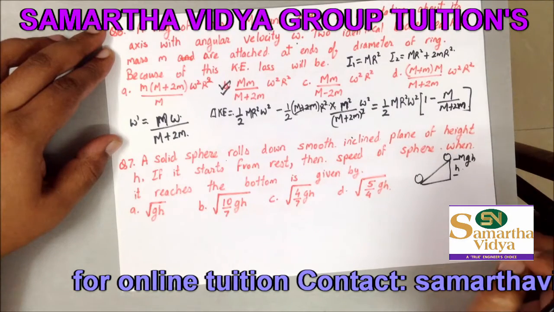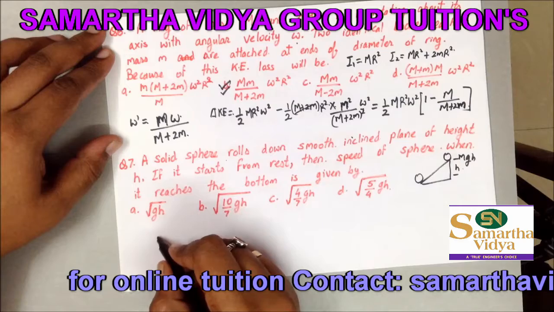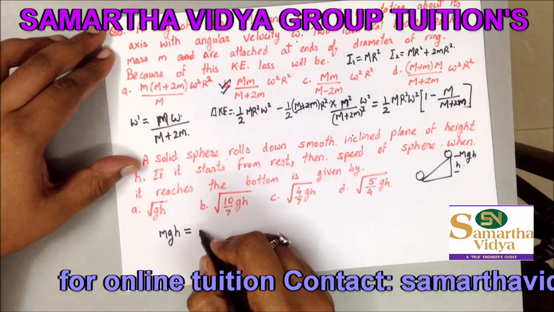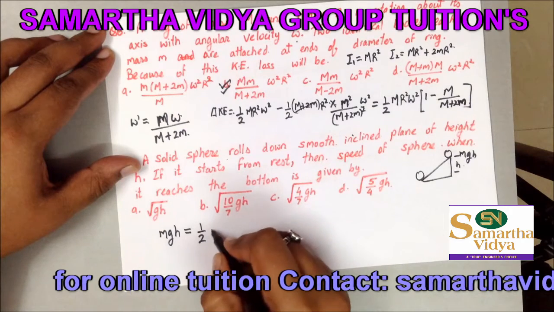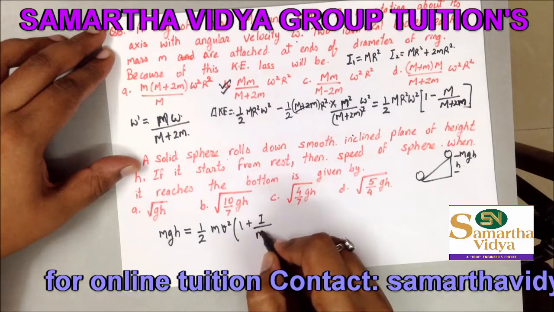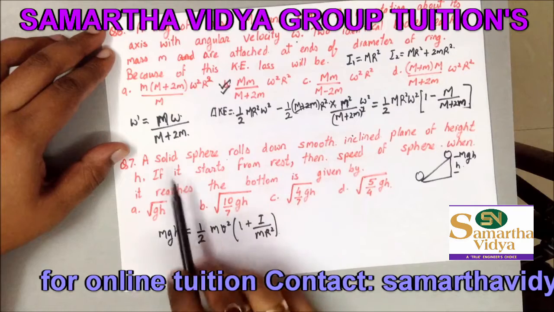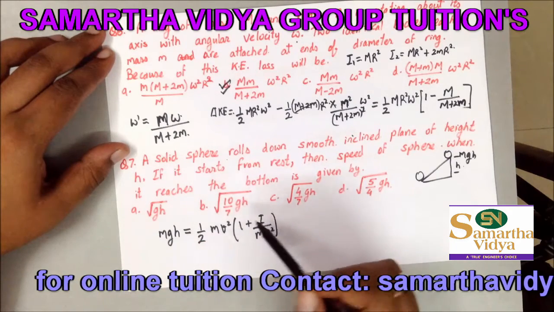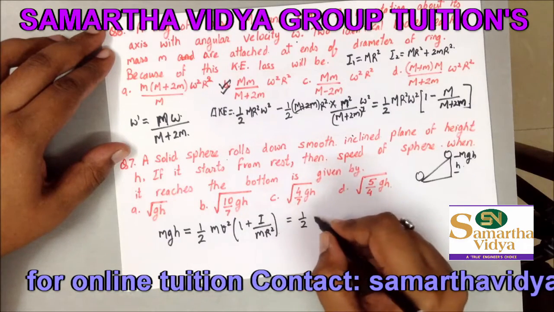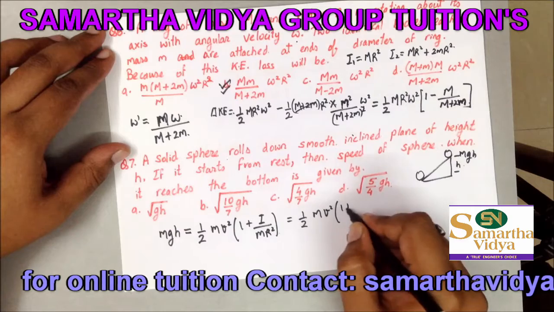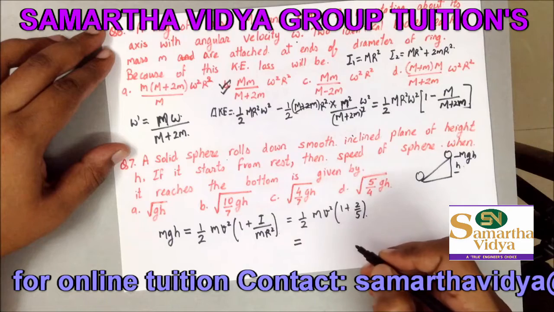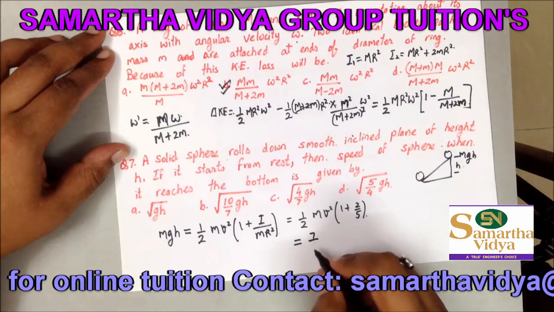I need to find what the kinetic energy of the sphere is when it comes to this point. So I equate the potential energy, mgh, to the total kinetic energy, which we know is half mv square into 1 plus I by mr square. For a sphere, I is 2 by 5 mr square, so the mr square gets cancelled out and this becomes half mv square into 1 plus 2 by 5. This calculation leads to 7 by 5.